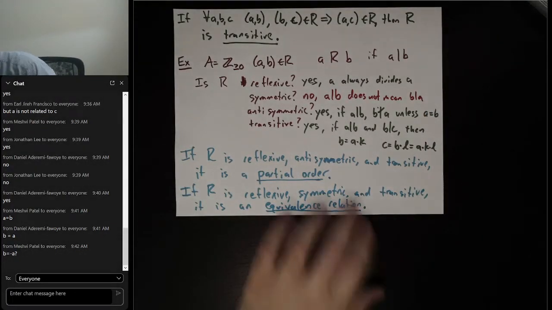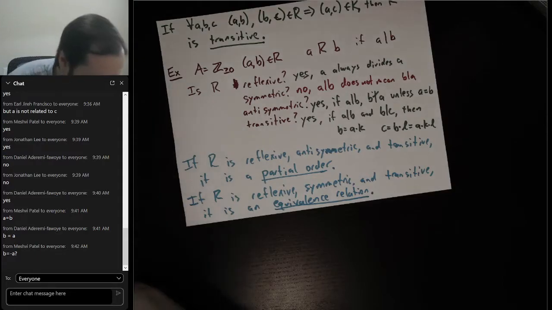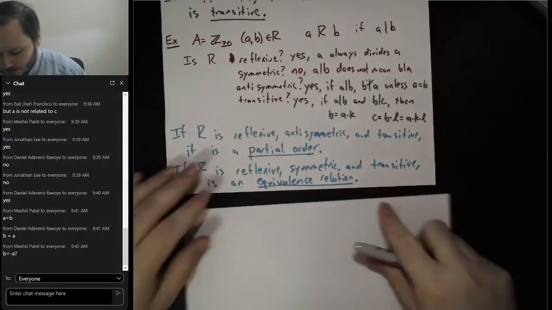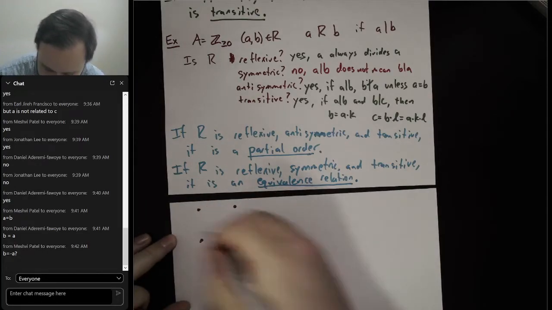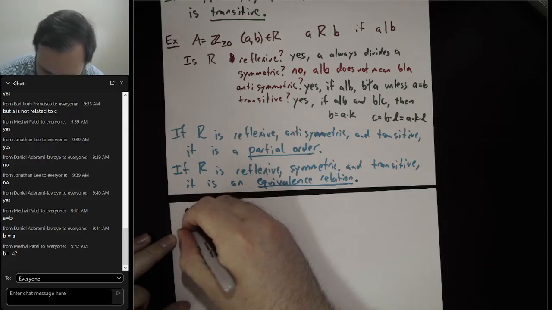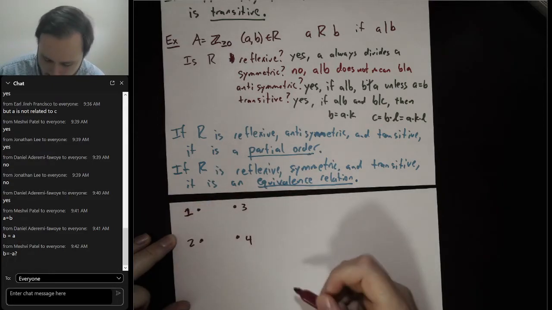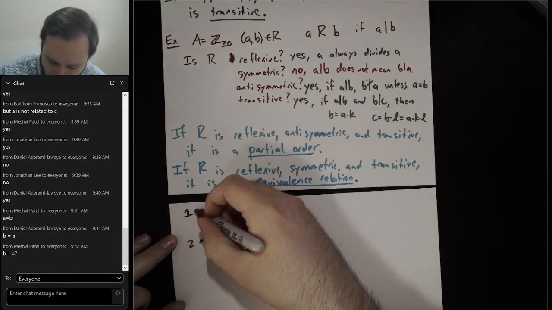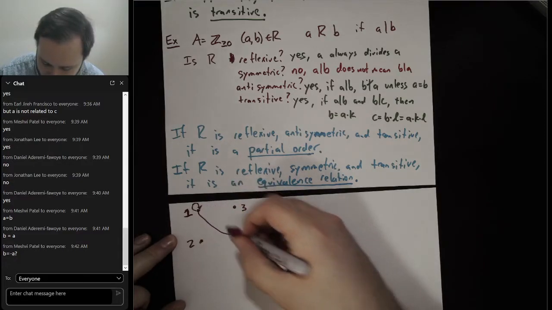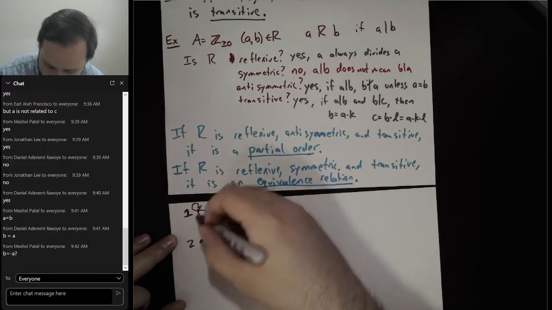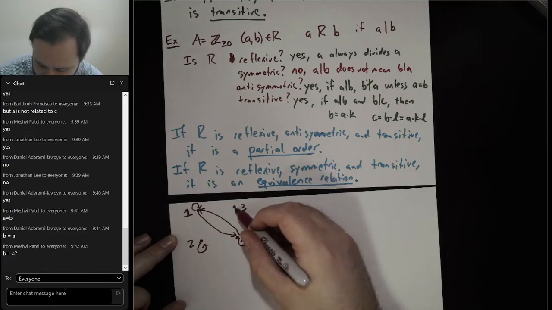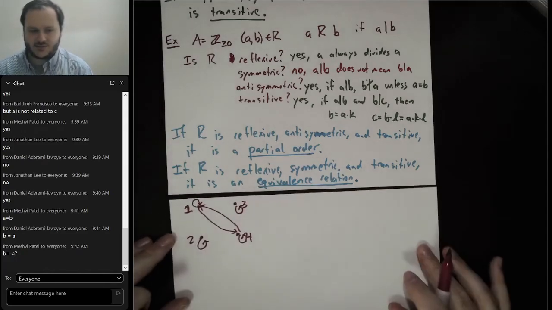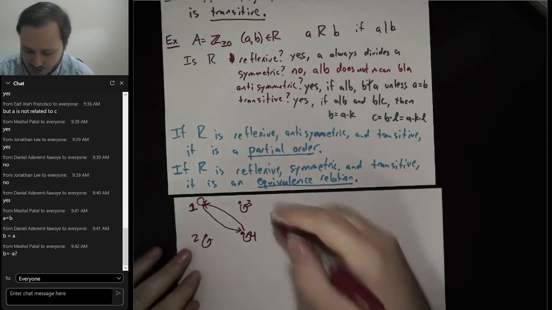So as one last example, I know I'm 1 minute over, but I just want to finish up with this one last example. If I give you this relation, where 1 and 4 are related to themselves and each other, and 2 is just related to itself, and 3 is just related to itself, this is an equivalence relation.